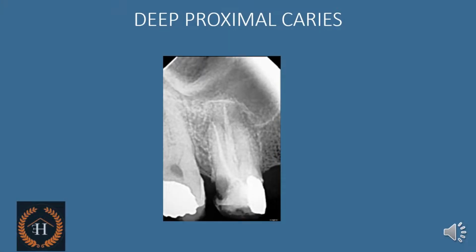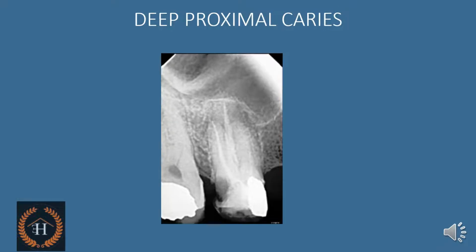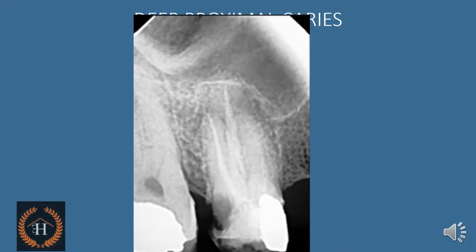So let's have a look at this case, tooth number 27, which was referred to me for retreatment. If you closely notice the radiograph, you will observe that the proximal caries is extending subgingivally and slightly subcrestally also. Now there was a gingival growth in this proximal carious lesion. So here you will see how a customized resin matrix can be fabricated.